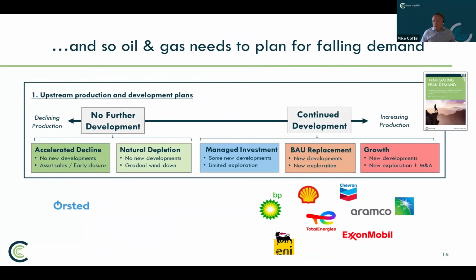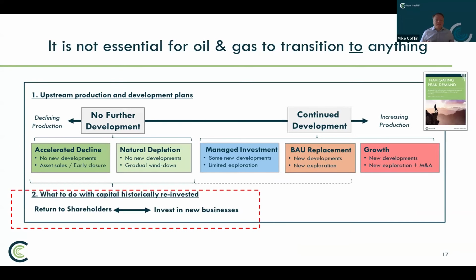And some of you may have seen this diagram I've put up previously, taken from Navigating Peak Demand, outlining the options for the upstream portions of these businesses, so the oil and gas production. These producers have to do two things. First, decide what to do with the upstream businesses, from a spectrum of accelerated decline and exit through to continuing business as usual replacement or even growth. And we've illustratively put a few of the companies through there. Second, having decided the upstream strategy, these companies decide what to do with the capital that's reinvested. And of course, there are two broad options: one, return this to shareholders, whether through buybacks or dividends, or two, invest into new businesses.